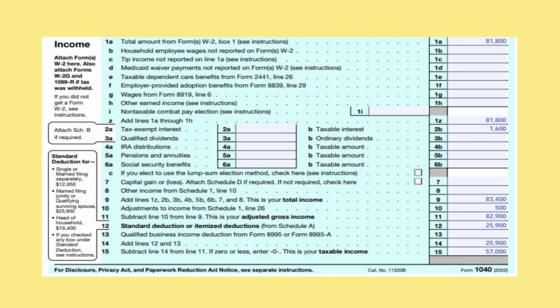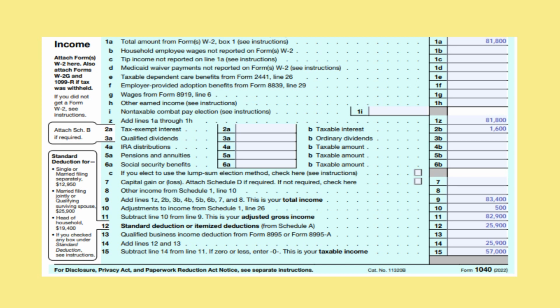Report any IRA distributions or pensions and annuities on lines 4A and 5A. These would be reported to you on a Form 1099-R. Put the taxable amounts on lines 4B and 5B, respectively.